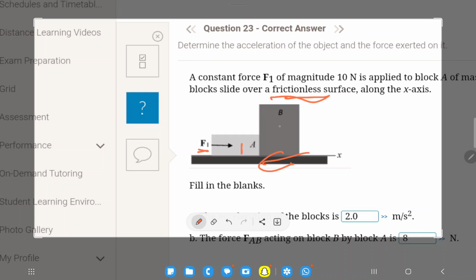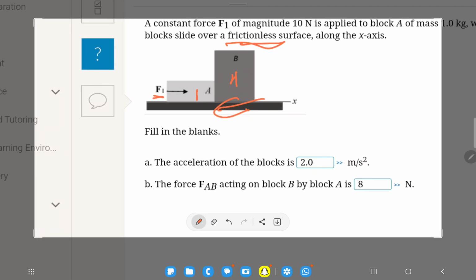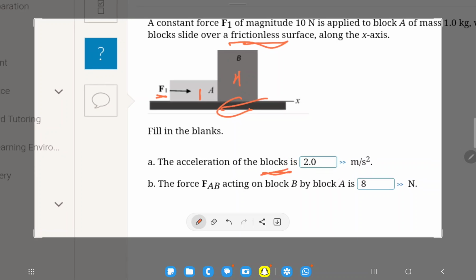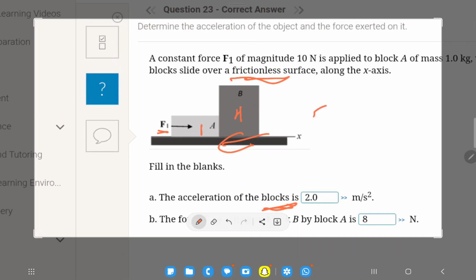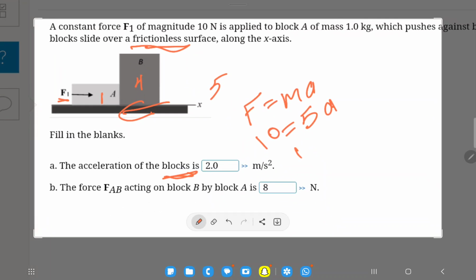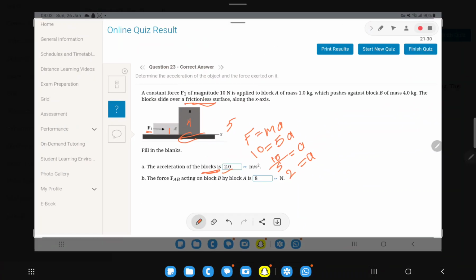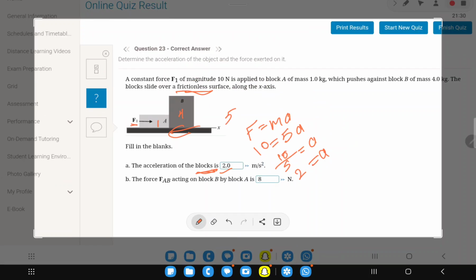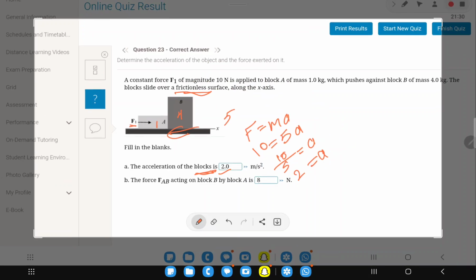A is 1 and B is 4. The acceleration of the blocks: they want all of the blocks, so we add the masses, which is 5. We get F equals ma. We have F is 10, m is 5, and a is 10 over 5, so a is 2. You can say 2.0. They don't really care about significant figures as much in physics as they do in chemistry, but it's better to put it to the right amount of significant figures.